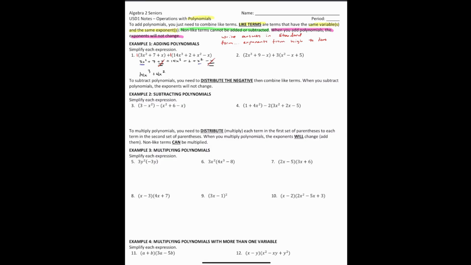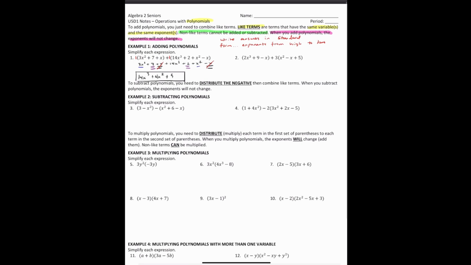And then right after the x, you look for your constants. Constants are just numbers without variables, and that would be this 7 and this 2. So 7 plus 2 is 9.